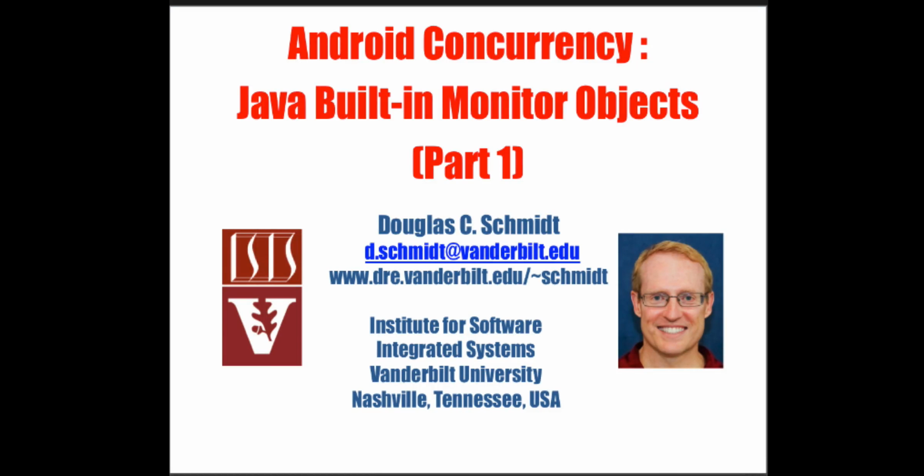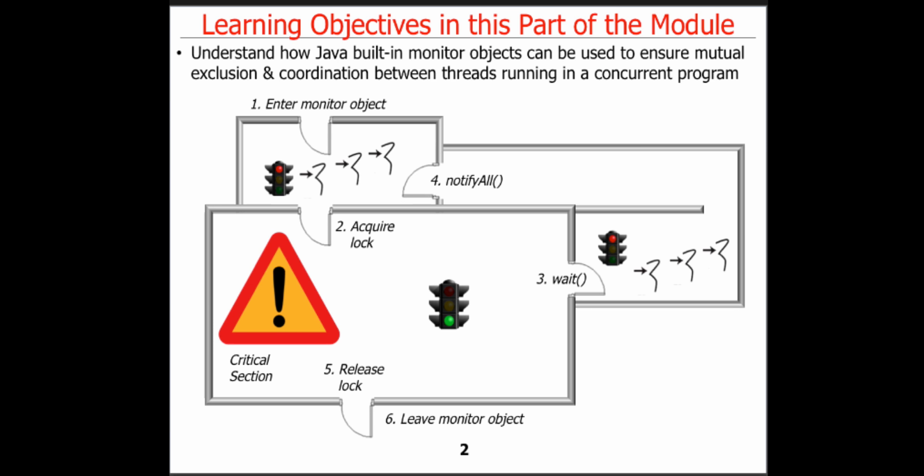What I would like to start with today is an overview of Java's built-in monitor objects. We're going to understand what monitor objects do and how they can be used to ensure both mutual exclusion, which we've talked about before and we'll go over again in a second, as well as coordination between multiple threads that are trying to access critical sections of objects. It's a really cool abstraction, very much the workhorse of concurrency control in Java.